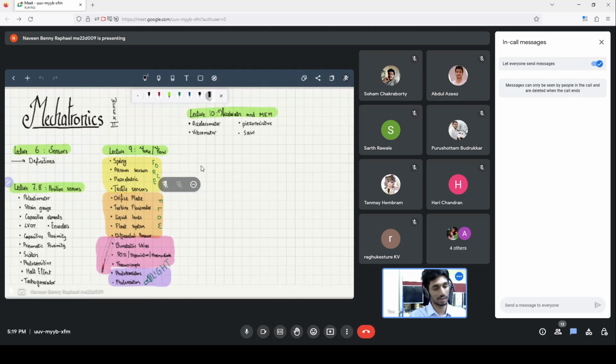Capacitive elements such as, give me a second.